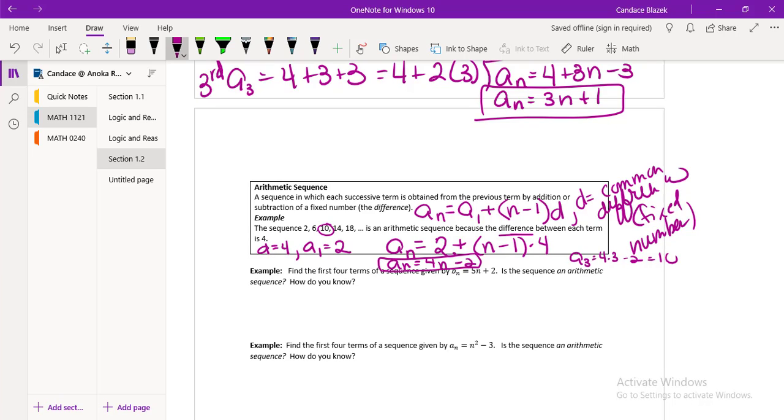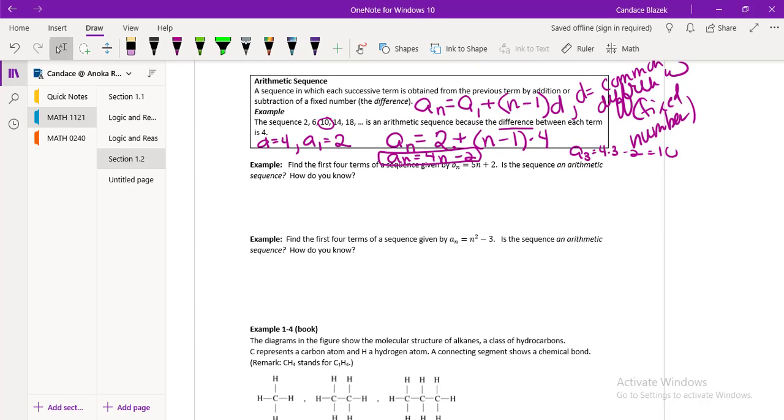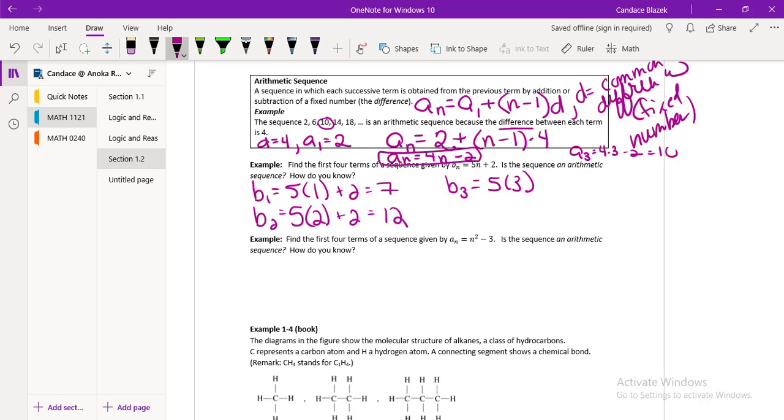Now let's do a few examples of this. It says find the first 4 terms of a sequence defined by b sub n is equal to 5n plus 2. All right, the first 4 terms. So b sub 1 will be 5 times 1 plus 2, or 7. The second term is 5 times 2, because n is equal to 2, plus 2, or 12. b sub 3 is 5 times 3 plus 2, 17. And b sub 4 is 5 times 4 plus 2, or 22.